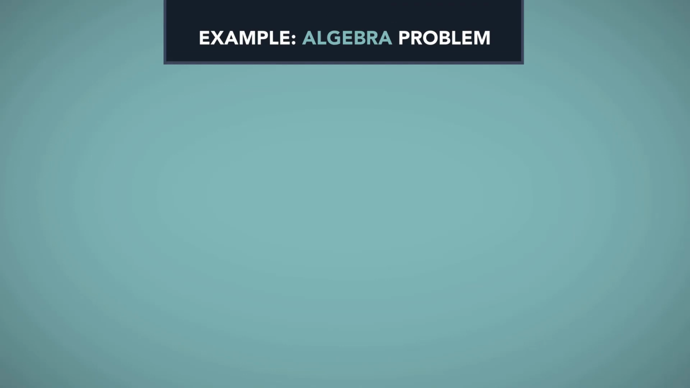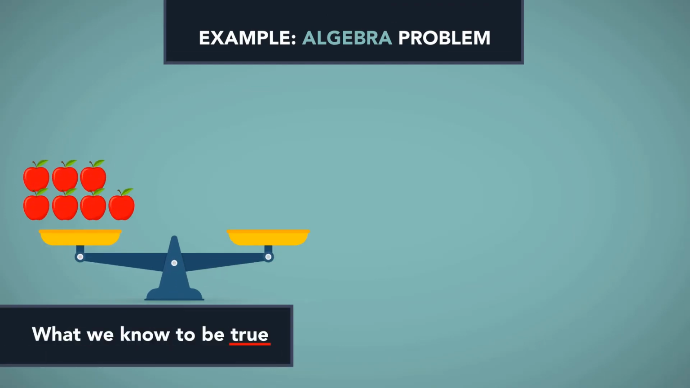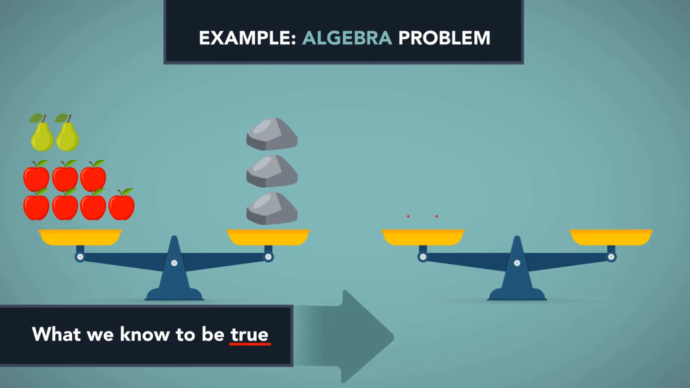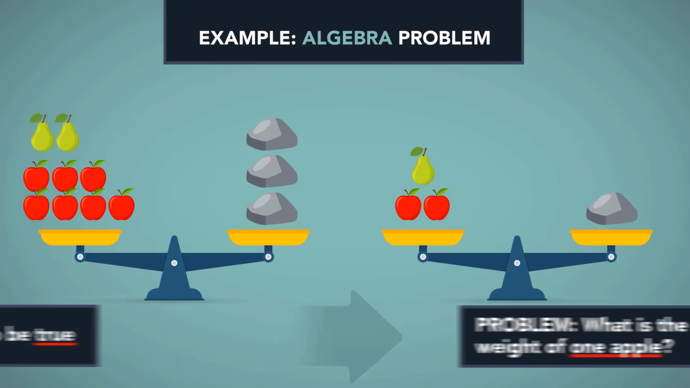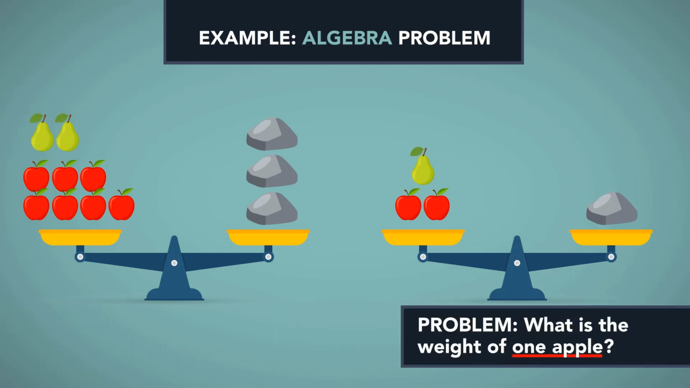Now compare this problem to the following problem. Suppose that 7 apples and 2 pears balance with 3 stones. We also know that 2 apples and 1 pear balance with 1 stone. The problem is to find the weight of 1 apple from this information. This is an algebra problem. It's not immediately clear from the information what the answer is. It's sort of a number puzzle.